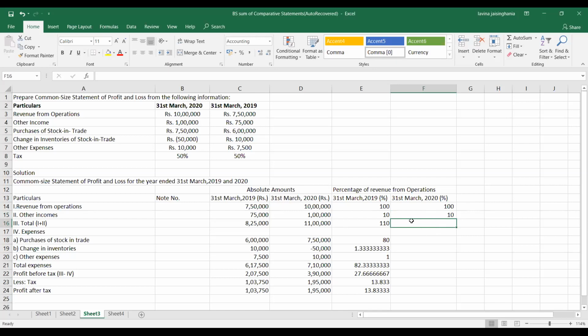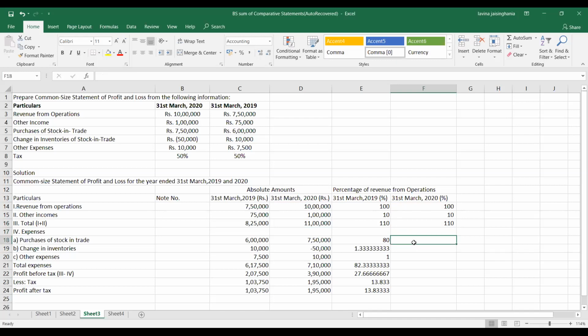Similarly, if you do for total income, that is if 10 lakh is 100%, 11 lakh is how much percentage of it? So what you'll do, cross multiplication, you'll do 11 lakh into 100, okay, that is of cell F14, divided by 10 lakh. Okay, that 10 lakh is total revenue from operation of 2020. You'll get your answer as 110 percentage. Same percentage is there, but it is not necessary in all the answers you'll get the same percentage.